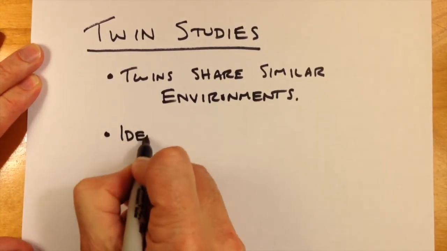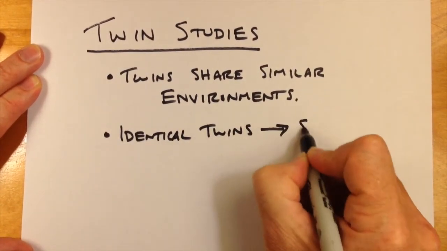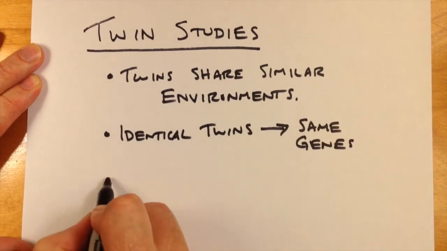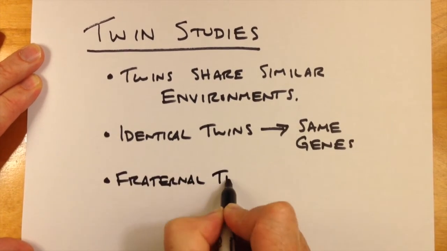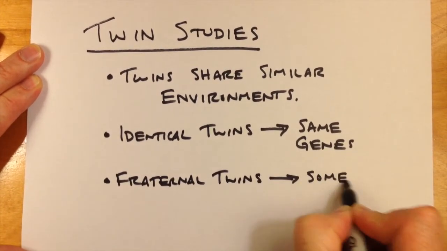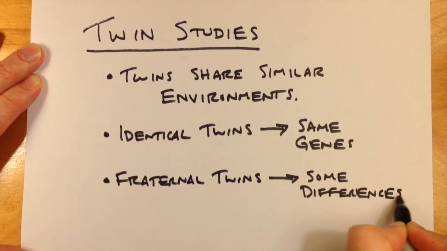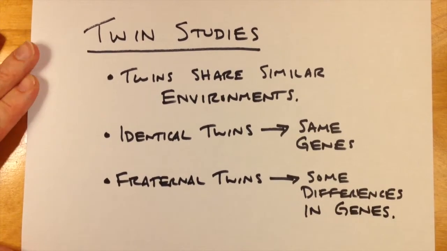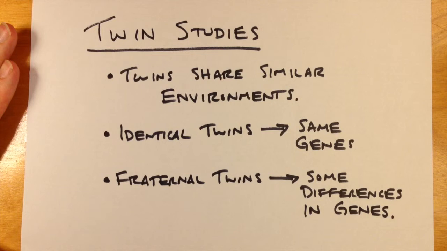A second thing is that identical twins in particular will share the same genes, so we can actually control for the genetic composition of individuals. And we can contrast that with fraternal twins, who have differences in their genes. Typically they share about 50% of their gene pool with their twin. So we can use a comparison between identical and fraternal twins to our advantage.